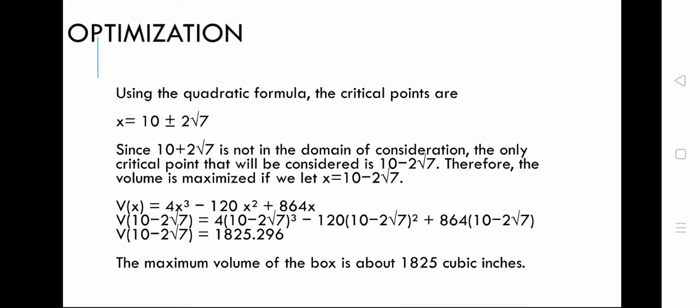So, since na-substitute na natin, we'll arrive at the final answer, V of 10 minus 2 square root of 7 is equal to 1825.296. So, simplify na lang natin, is equal to 1825. So, ito na yung maximum value. The maximum volume of the box is about 1825 cubic inches. Nag-work na tayo from the start. Ito na yung answer natin.